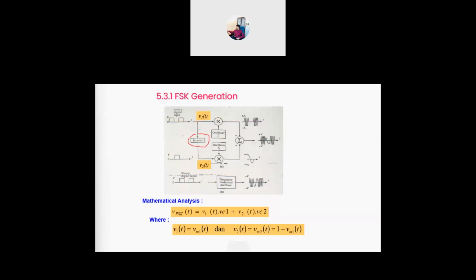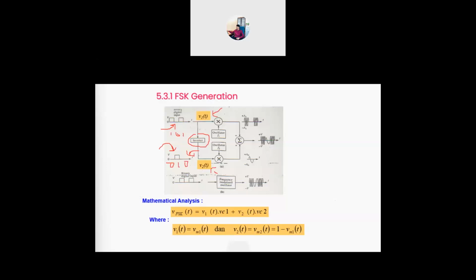Okay. So this one is your signal, the information signal. And the other one is the inverted signal. So if this is 101, this one will be 0, 1, 0. Then you will have V1 and you have V2.